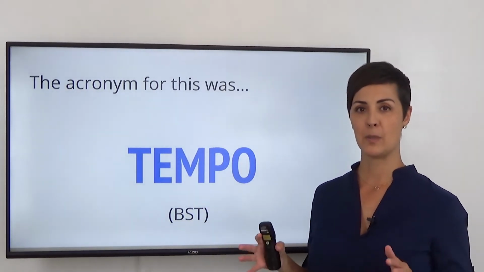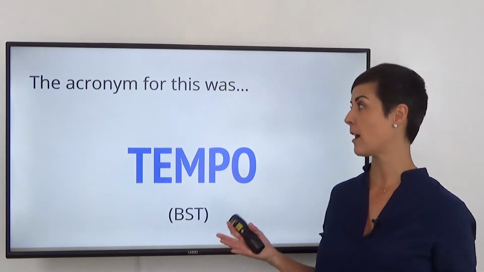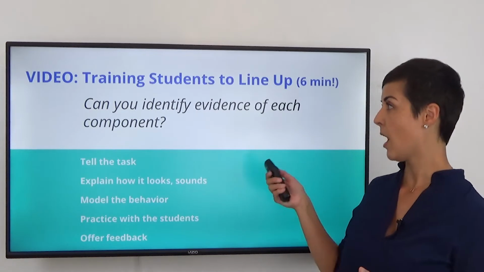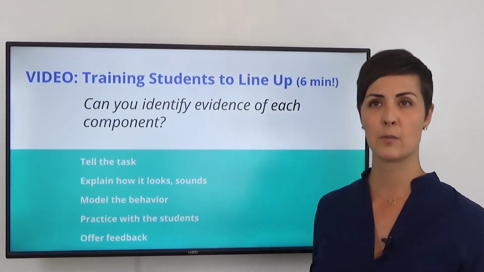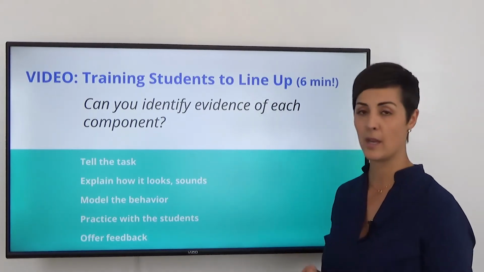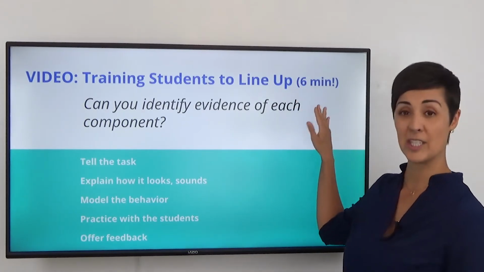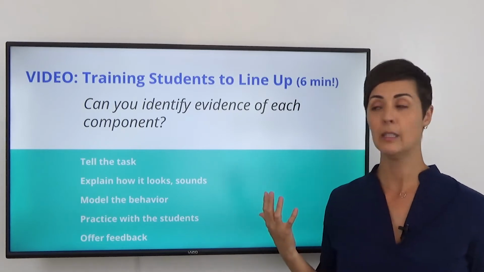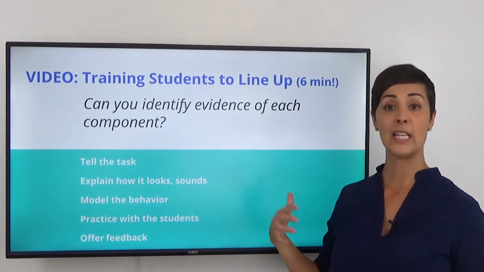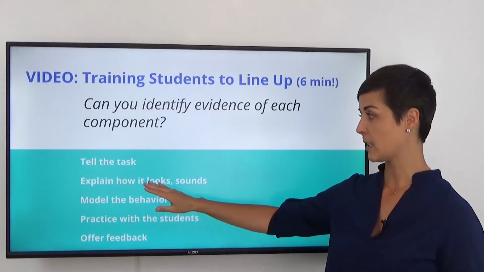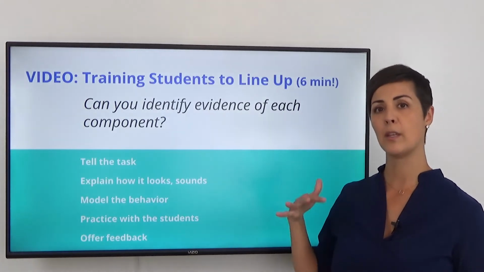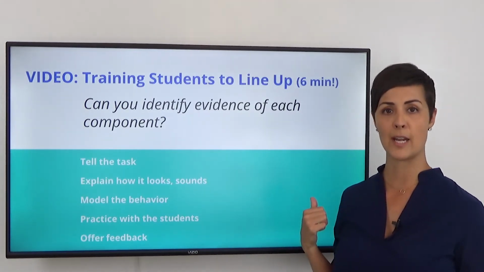In the research, it's behavioral skills training, but TEMPO is the acronym that reminds us this is how we train an expectation. So I'm hoping you can watch this video. This is first day of first grade, and this is a video of training students to line up. And I want you to notice, this is a 6-minute video. But can you identify evidence of each component in training this transition? Tell the task, explain looks and sounds, model behavior, practice, offer feedback. Can you identify that within training this transition to line up?